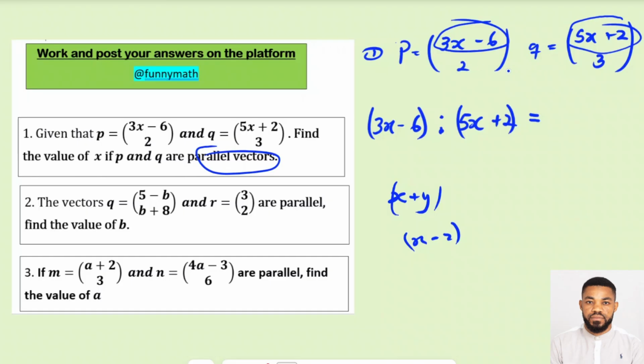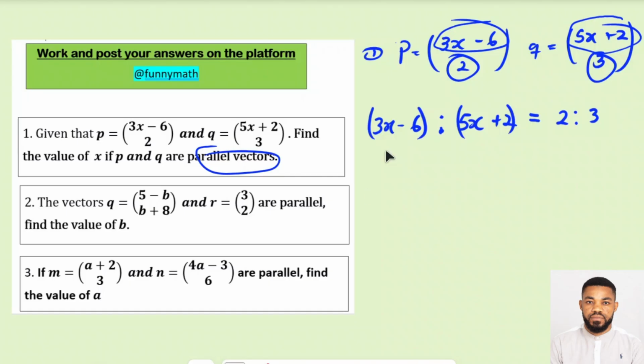the ratio of the y components too. So we just take this one to this one. So that's going to be 2 to 3. If you're able to do it like this, then it means you're on the right path and you should be able to find the value of x.